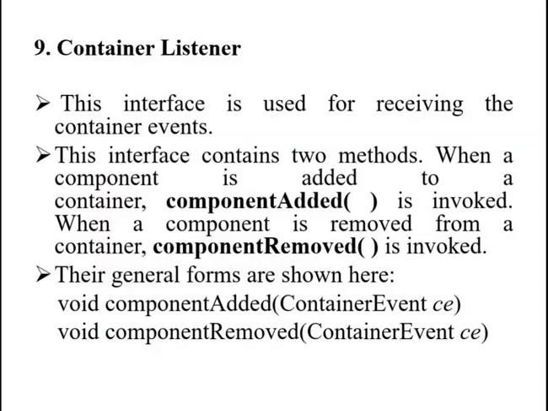Next one is container listener. This interface is used for receiving the container events. This interface contains 2 methods, that are component added and component removed. First one is component added. When a component is added to the container, then componentAdded is invoked. And next one is component removed. The component removed method is used when the component is removed from the container.